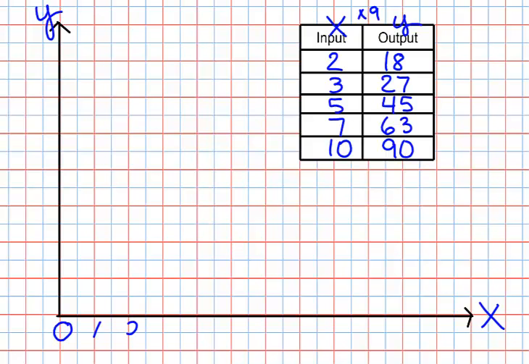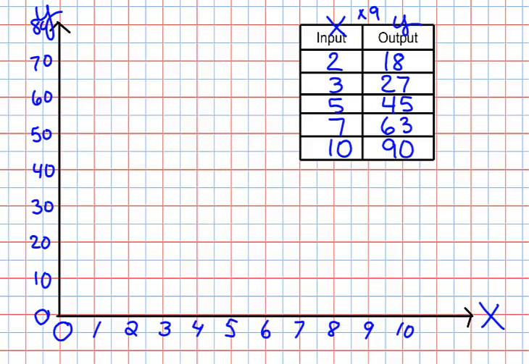I'll start with the x-axis first, and I'm going to number every red line one whole number. Now on the y-axis, the output, I notice that I have to go all the way up to 90. I'm going to start at 0, and every red line I'm going to number by tens. These are the multiples of 10. I make it up to 80. 90 would be off the screen, but it is up there. So now we're going to go ahead and graph it.